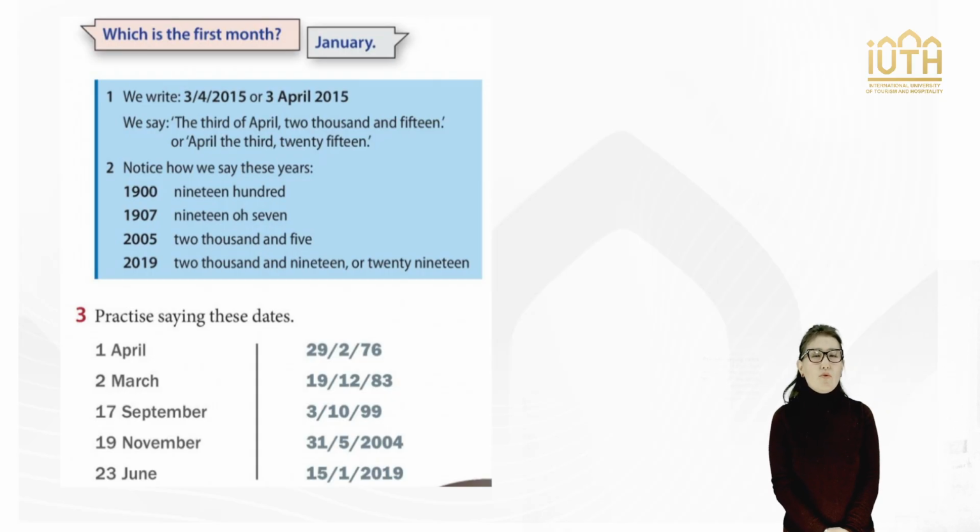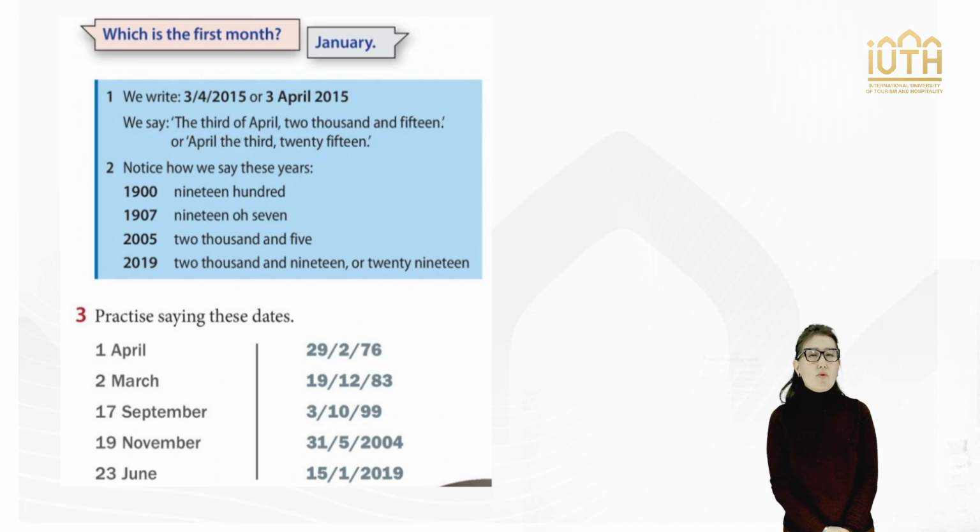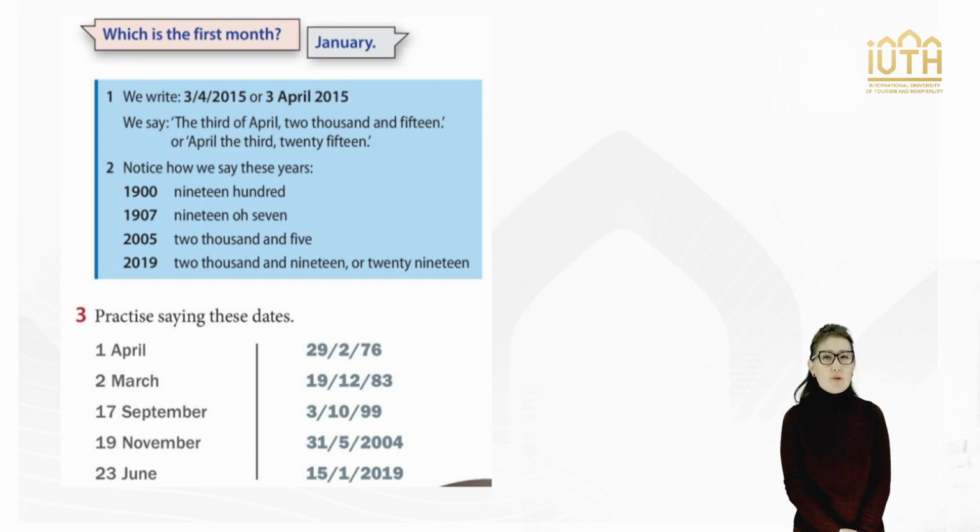Practice saying dates. First, the 1st of April, April the 1st. The 2nd of March, March the 2nd. The 7th of September, September the 7th. The 19th of November, November the 19th. The 23rd of June, June the 23rd. The 29th of February, 1976. December the 19th, 1983. The 3rd of October, 1999. May the 31st, 2004. January the 15th, 2019.